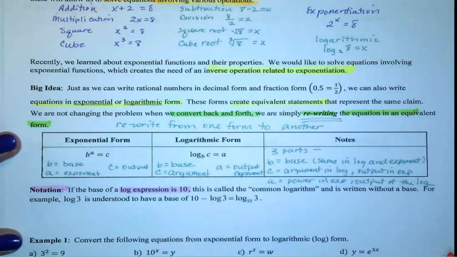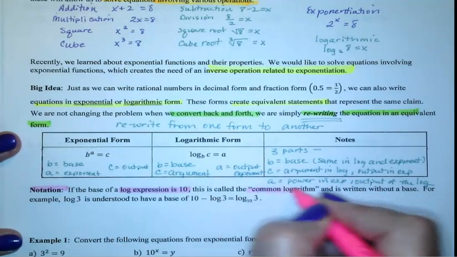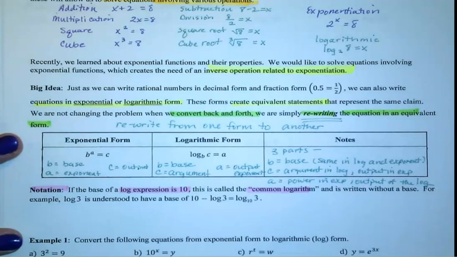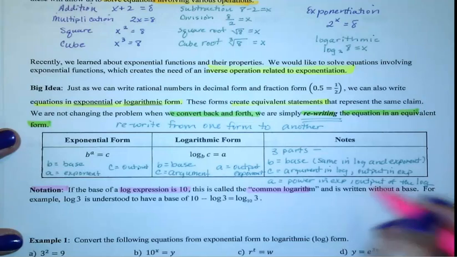And when the base of the log expression is 10, that's what we call the common log. It's written without a base number. So when we refer to common log, we don't need to write a subscript to represent the base. We will always know that that's base 10. So oftentimes it's rewritten without the base.